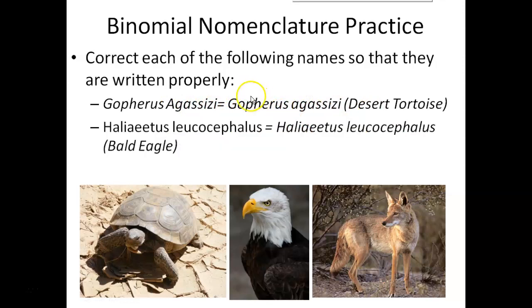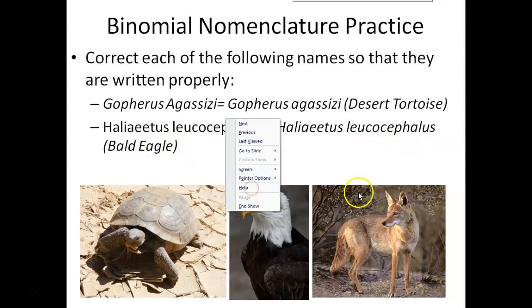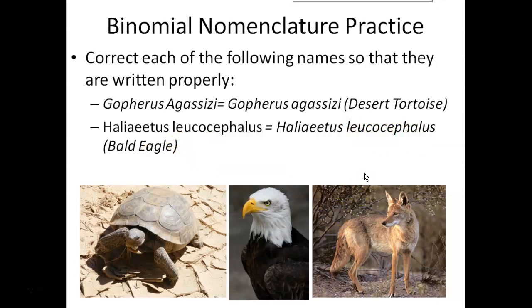This second one looks good. Haliaeetus leucocephalus has a capital on the genus name and lowercase on the species, but it is not italicized. So the only thing that would need to be changed is to italicize it if we were typing it, or underline it if we were writing it. That's the scientific name for your bald head. Not your bald head, your bald eagle. I was getting ahead of myself, because leuco means bald and cephalus means head. There's where the bald head comes into play. I apparently need more coffee. My coffee habit hasn't stopped, so don't worry.